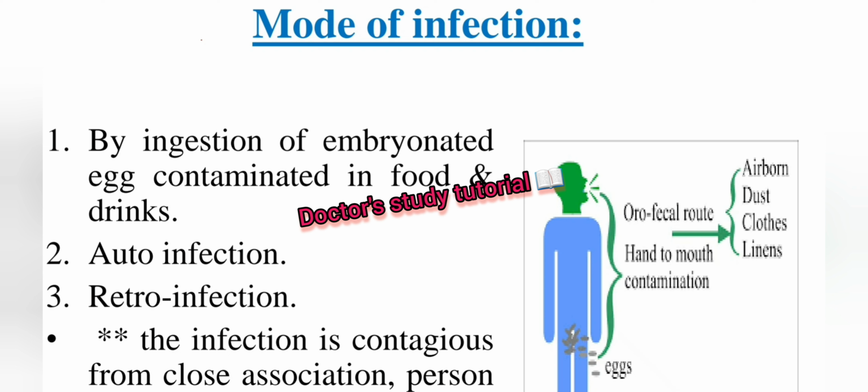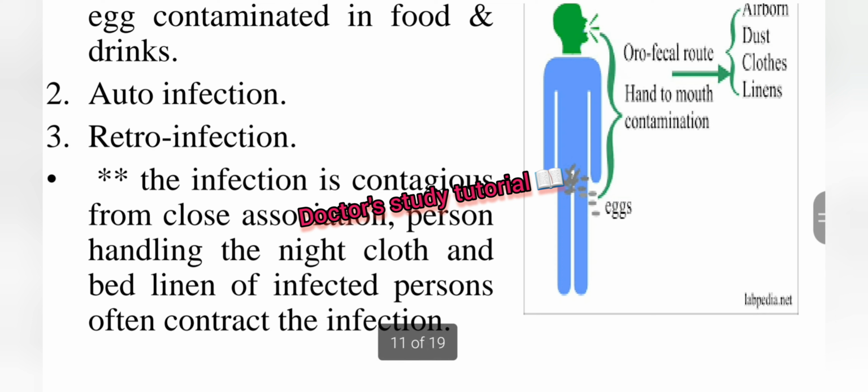Another very important topic is mode of infection. By the ingestion of embryonated eggs contaminated in food and drink, auto-infection and retroinfection. Auto-infection and retroinfection are asked by the examiner in viva, so we have to know details about this. The infection is contagious; close association with persons handling the night clothes and bed linen of infected persons often contracts the infection.